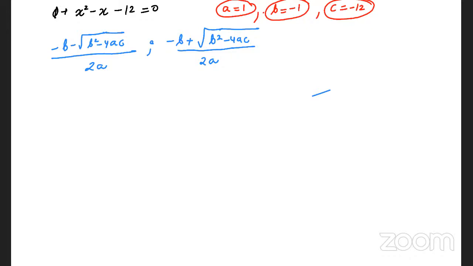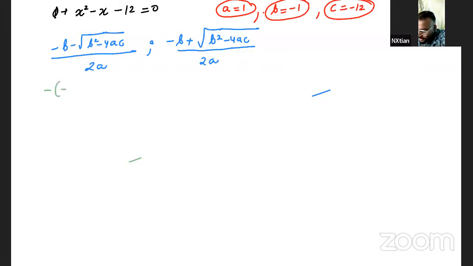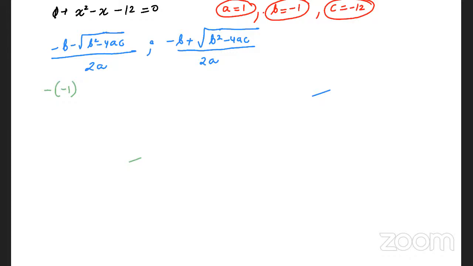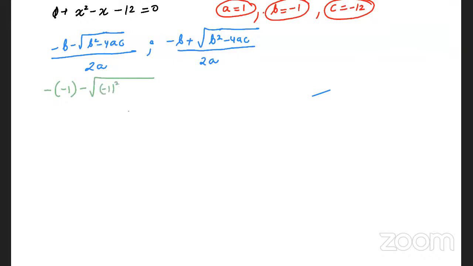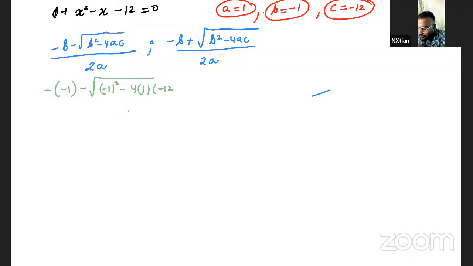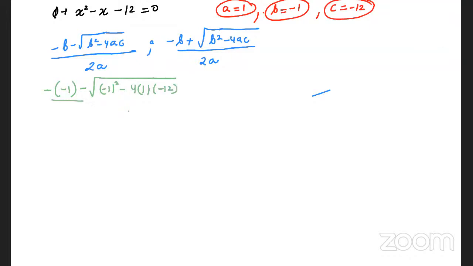So it's -1. First, the b has a minus, so you have to write minus of minus. Why? Because it already has a minus, but the symbol is minus already given. Then minus root of (-1) square minus 4 into 1 into -12, upon 2 into 1.